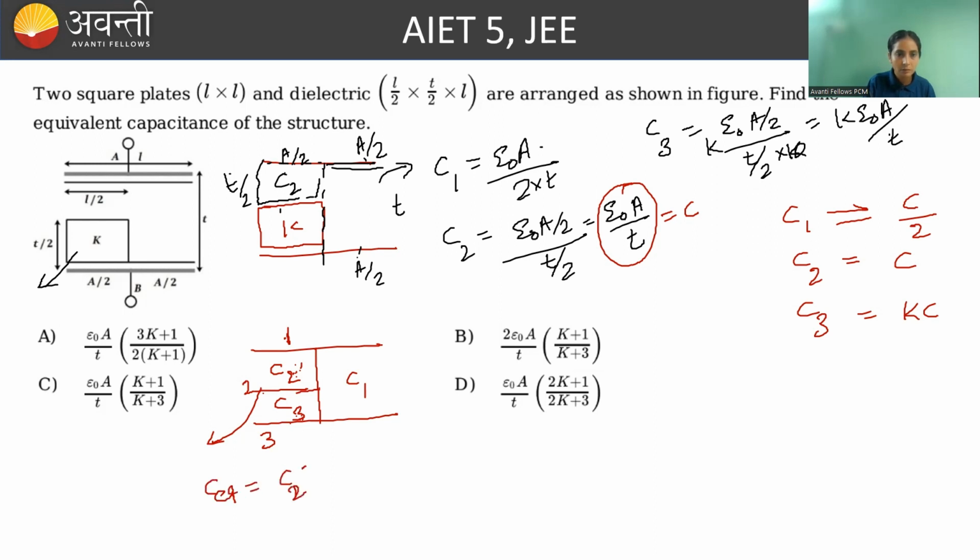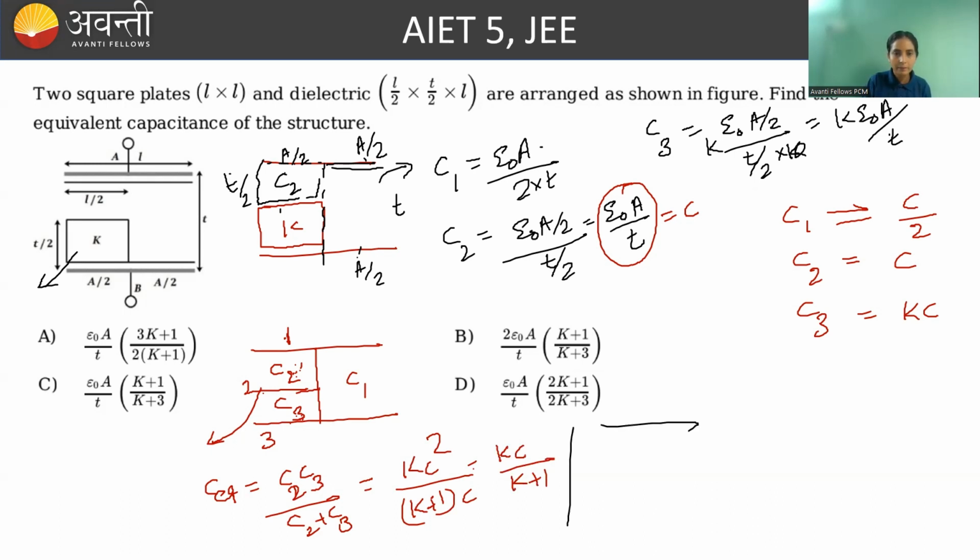C2 C3 divided by C2 plus C3. So this will become equal to C2 into C3, that will be KC square, divided by C2 plus C3. So that is equal to K plus 1 into C. So that is equal to KC by K plus 1. Now our capacitor reduces to what?